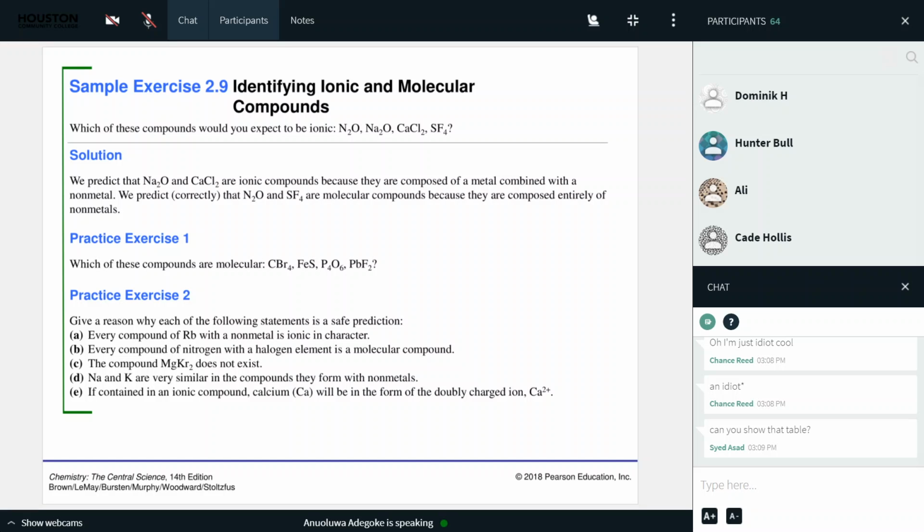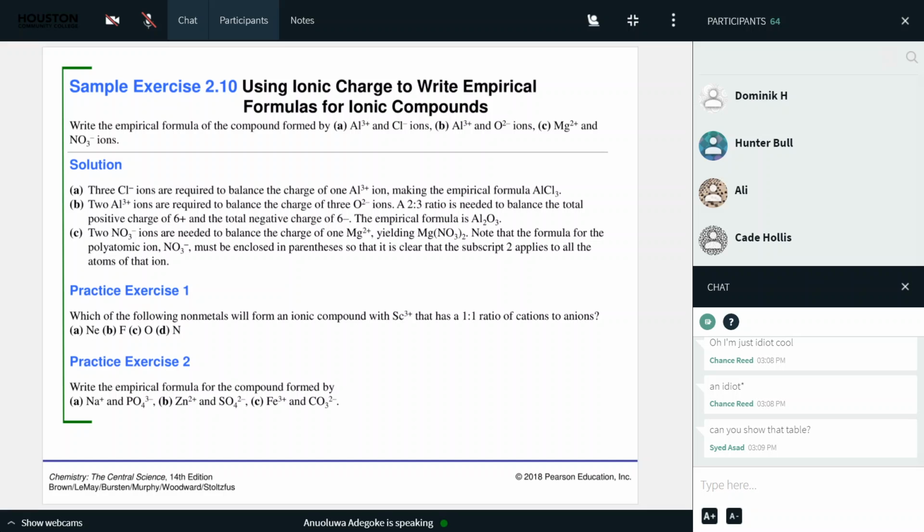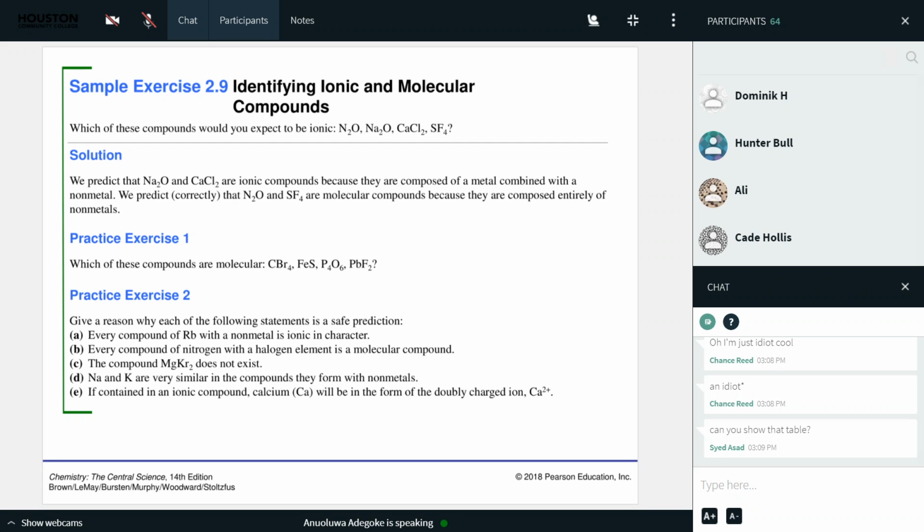Can you show that table? So which table is that? Is it the table of the polyatomic ions? I don't think that table will be in their other file. So let's answer this one first. Go back to the other file.